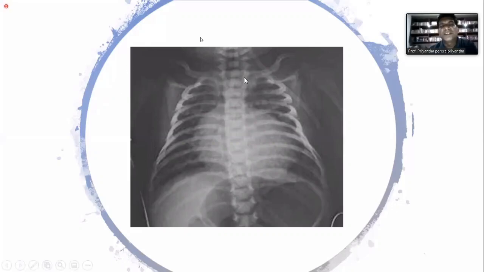So all these things are features to suggest transposition of great arteries. And again, cyanosis on day 1 or day 2 is more likely to be due to transposition of great arteries, right? Can you correct it in Sri Lanka? Can you do correction of transposition of great arteries? Yeah, we can do it, right? We can do surgeries here.